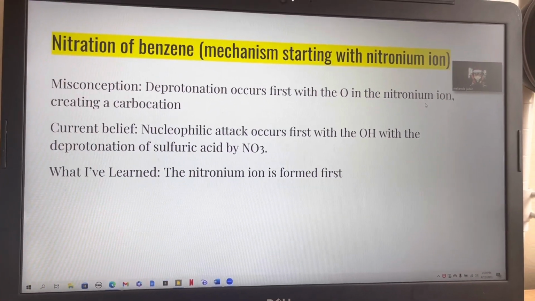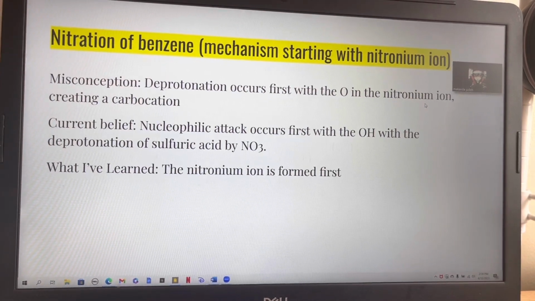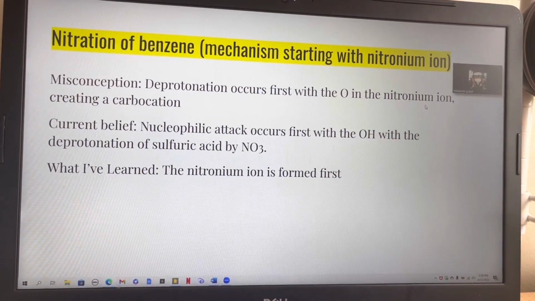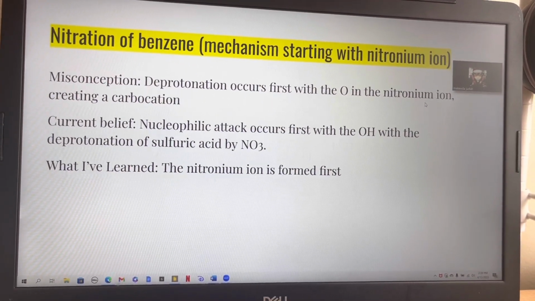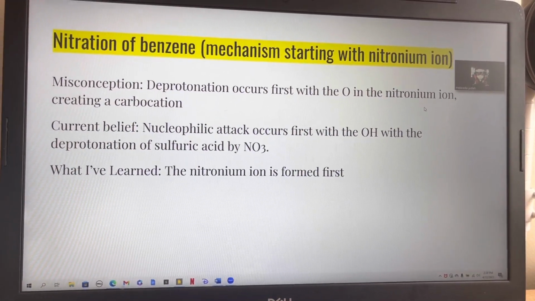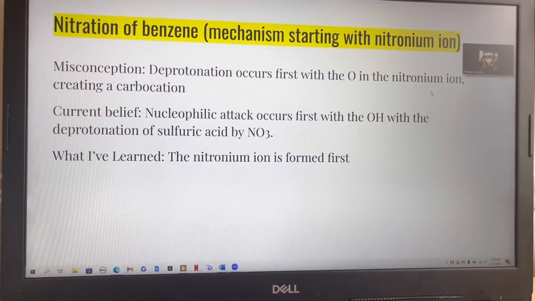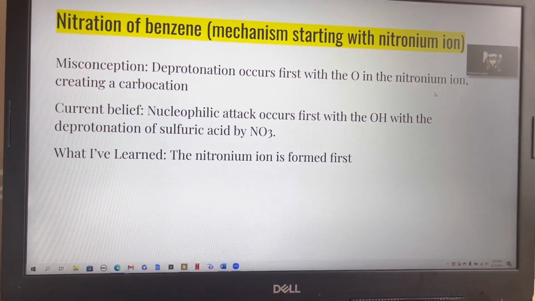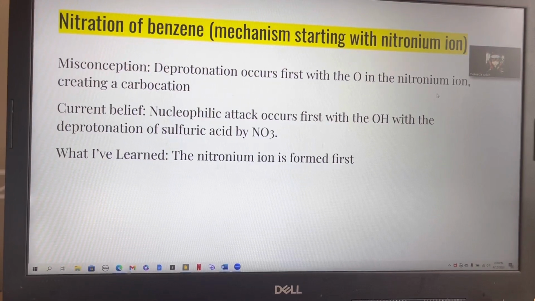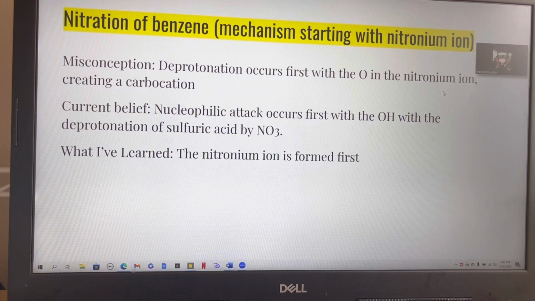Nitration of benzene, mechanism starting with nitronium ion. The misconception about this is that deprotonation occurs first with the O and the nitronium ion creating a carbocation. The current belief is the nucleophilic attack occurs first with the OH, with the deprotonation of sulfuric acid by NO3. And I've learned that the nitronium ion is formed first.